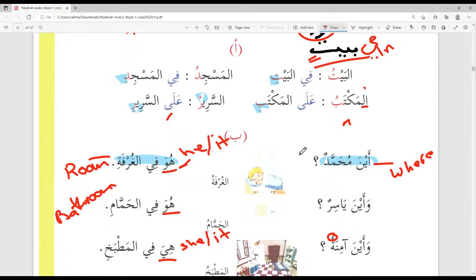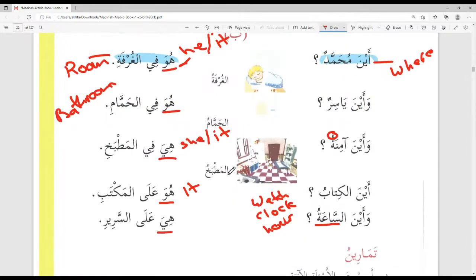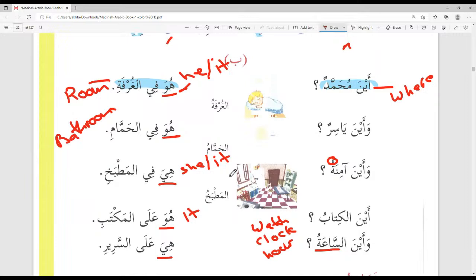So في means in, على means on, and when they come before a noun, they change it from a dhamma to a kasra. From a dhamma to a kasra. So here we've just done a small conversation of asking questions and answering them. So I hope this part is clear. And then we have huwa is masculine, it means he, and then hiya, it means she.